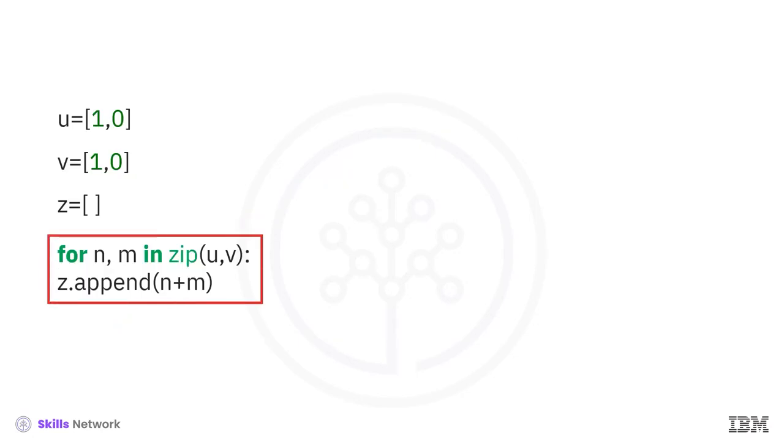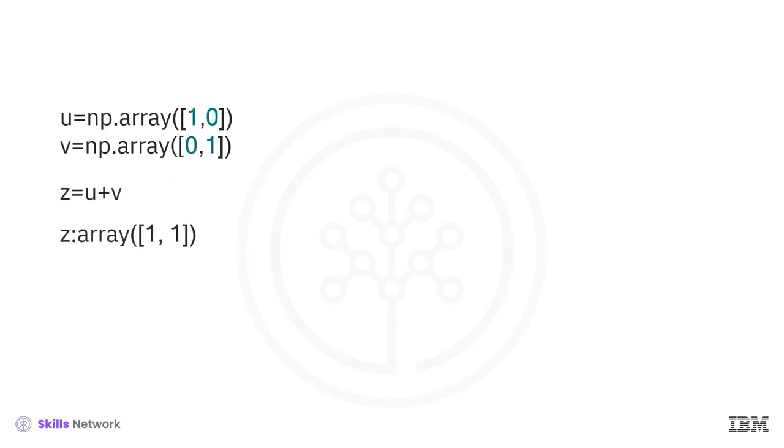The following 3 lines of code will add the 2 lists and place the result in the list z. We can also perform vector addition with 1 line of NumPy code.